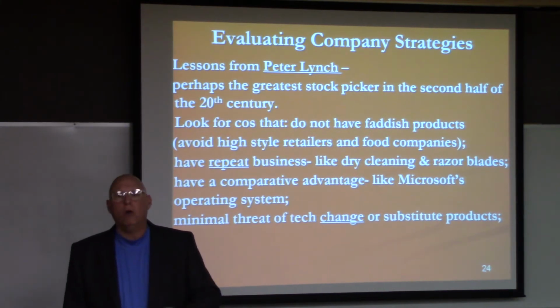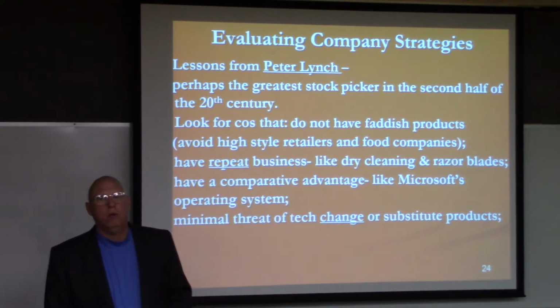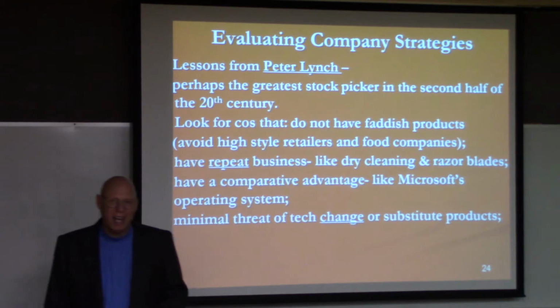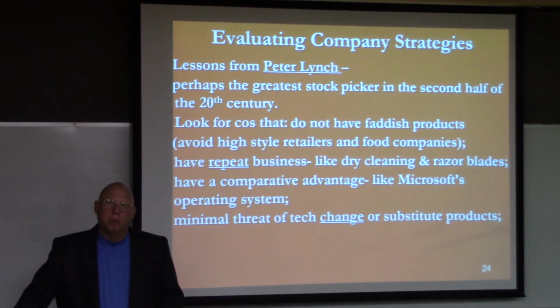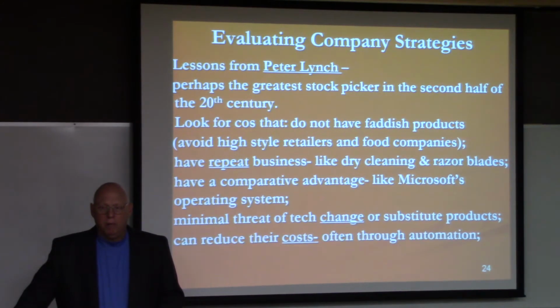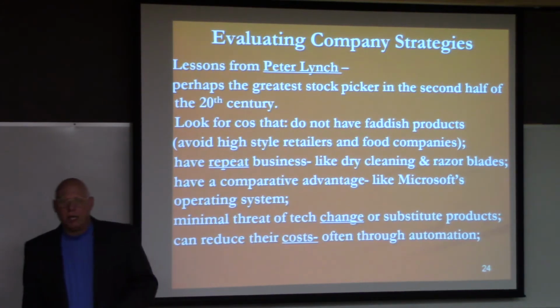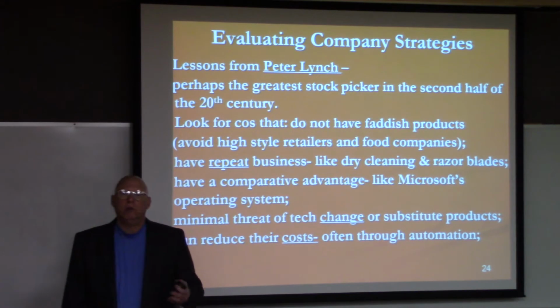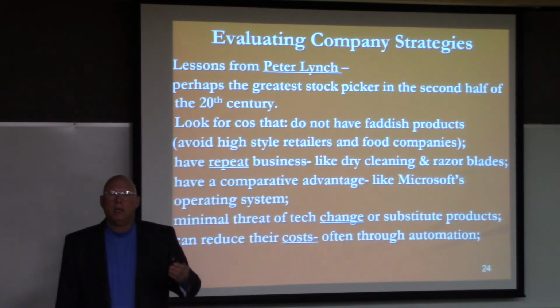Now, how do you know when a change is happening? You really don't know. Something out of left field might happen that might completely change the competitive position of a company. All right? Look for companies that can reduce their costs. They often do this through automation. Okay? Can companies reduce the cost of doing business?